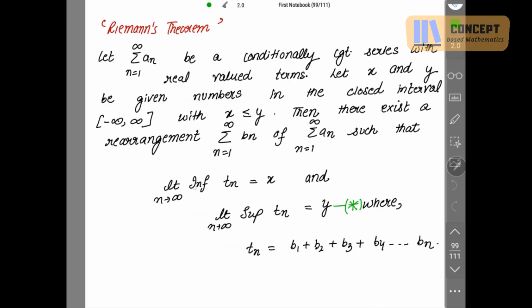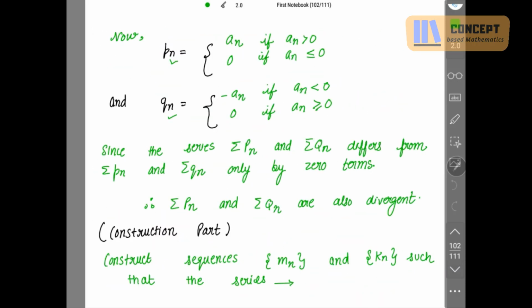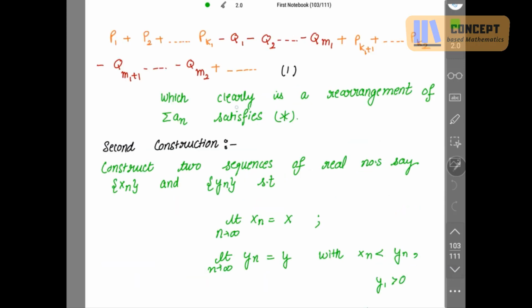Star is taking the infimum of Tn will be x, taking the supremum of Tn will be y. This I have taken to be as a star. So I have arranged the sequence in such a way which clearly is a rearrangement of summation and that satisfies star, right?